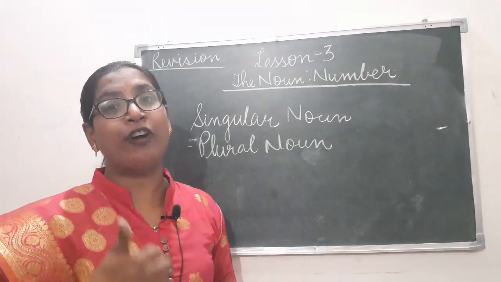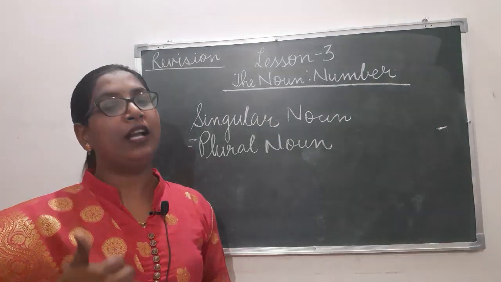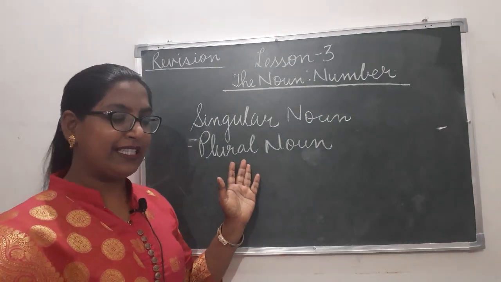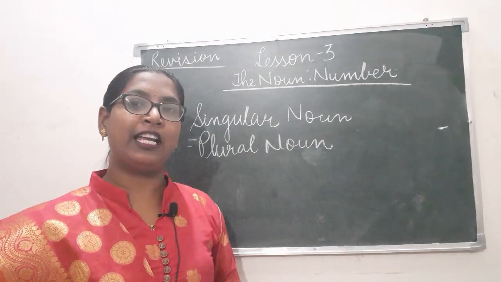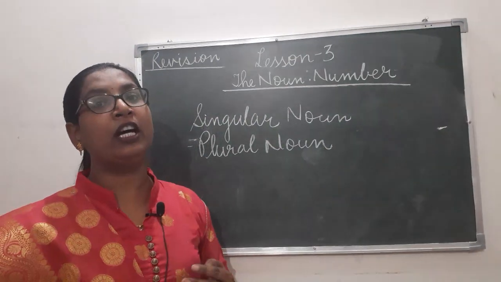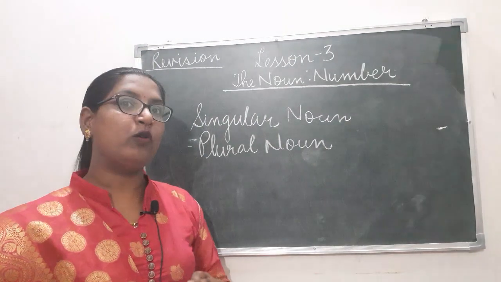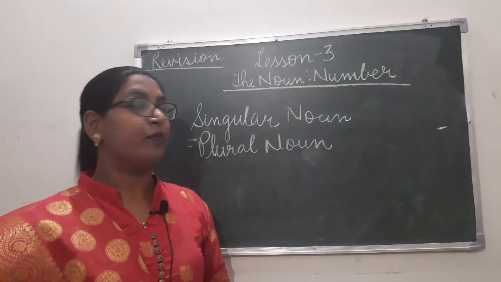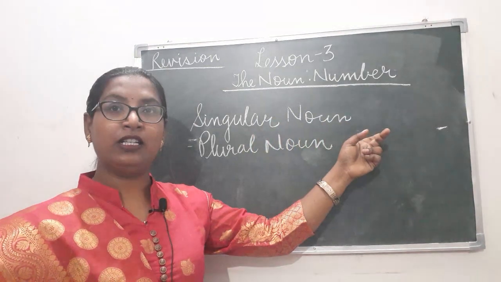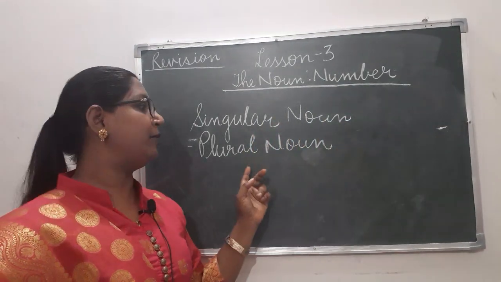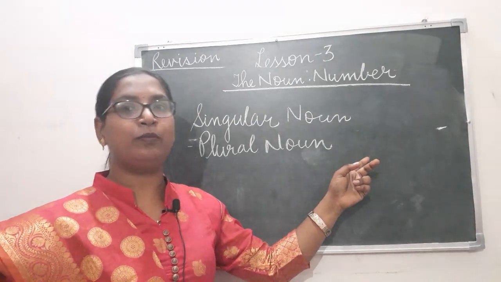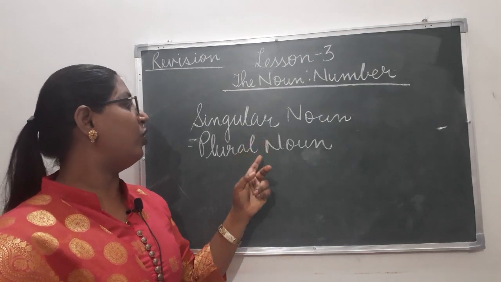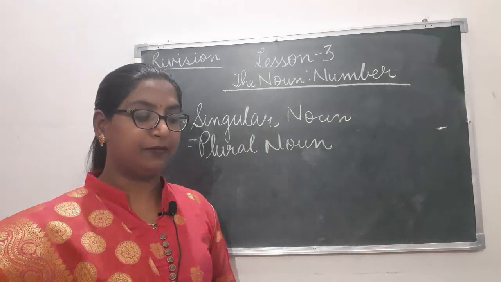A noun which indicates only one person, thing or animal is singular in number. And the noun which stands for more than one person, animal or thing is said to be in a plural number. Singular noun indicates one person, animal or thing, and plural noun indicates more than one person, animal or thing. So a noun can be singular or plural in number.